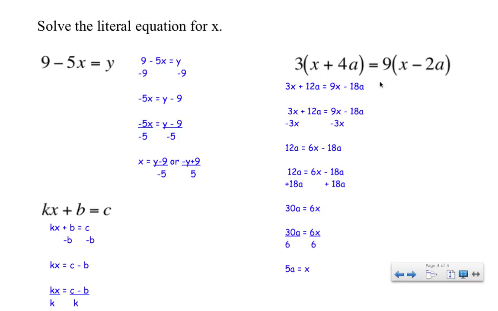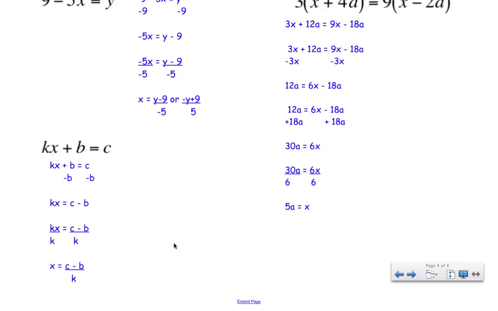Over here I distributed the 3, then I distributed the 9. So that's this step right here. Then I subtracted 3x from both sides. That got me to here, so that I have the x's on one side of the equation. Then I added 18a to both sides. That got me to here, and then I divided both sides by 6. That's that. Over here, again, I'm looking at the x. Okay, b is being added with the x, so the inverse of that is subtraction. So I subtracted b from both sides, divided both sides by k, and this is my whole answer.